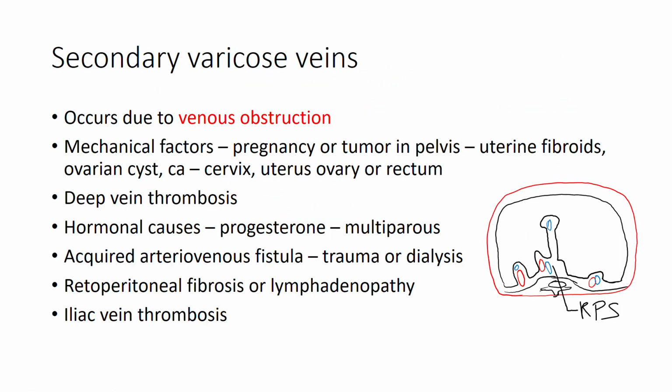So this is why an arteriovenous malformation or fistula can cause varicose veins. Next, you have retroperitoneal fibrosis or lymphadenopathy.